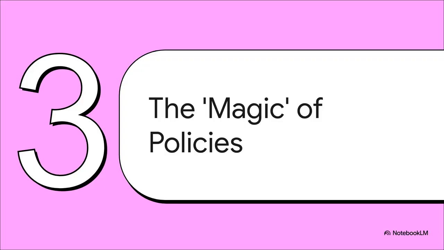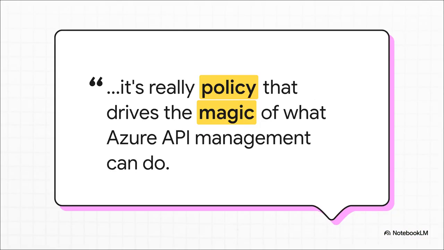Okay, we've mentioned policies a couple of times now, but let's be really clear about this. This is where the real magic of API management is. This is the programmable heart of the entire service. It's everything. You know, I love this quote from the source material because it just hits the nail on the head. It says, it's really policy that drives the magic of what Azure API Management can do. And that's 100% true. Policies are what take this thing from being just a simple proxy and turn it into this incredibly intelligent, adaptable tool. This is where the magic happens.